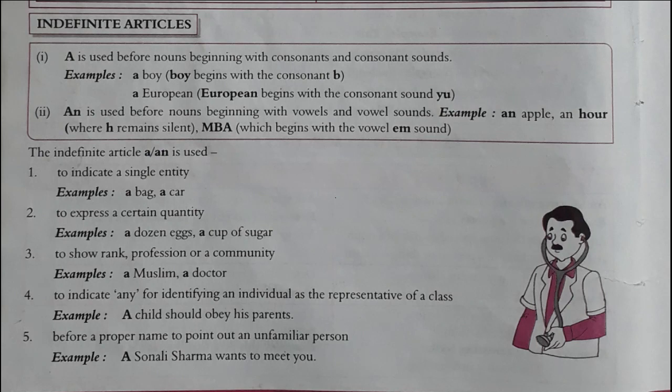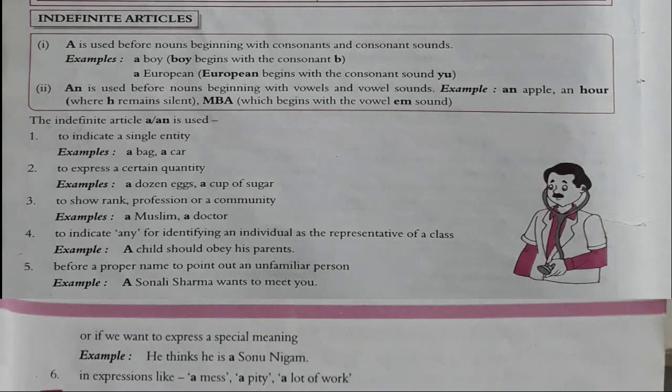So, a Sonali Sharma wants to meet you. Here we don't know who Sonali Sharma is. Therefore we can use over here 'a Sonali Sharma'. But if you know the person, there is no point using the article a before a person you know or a proper noun. Or if we want to express a special meaning.